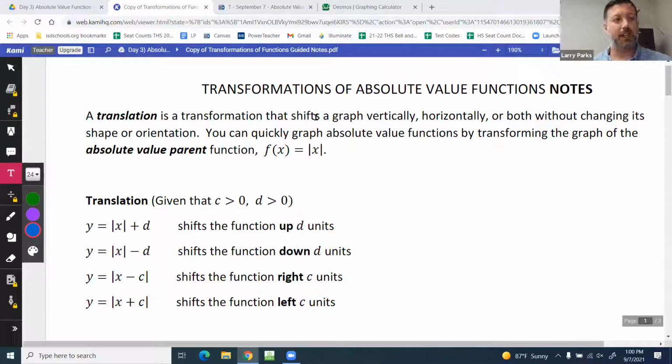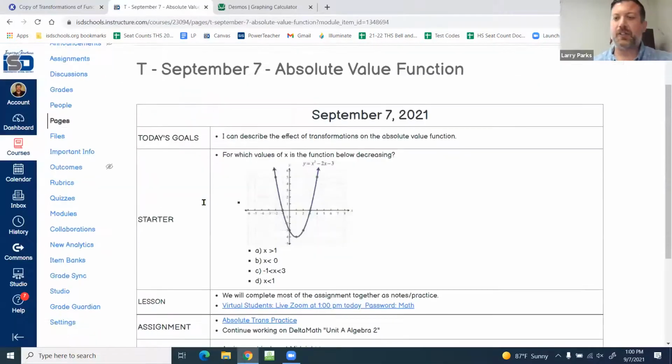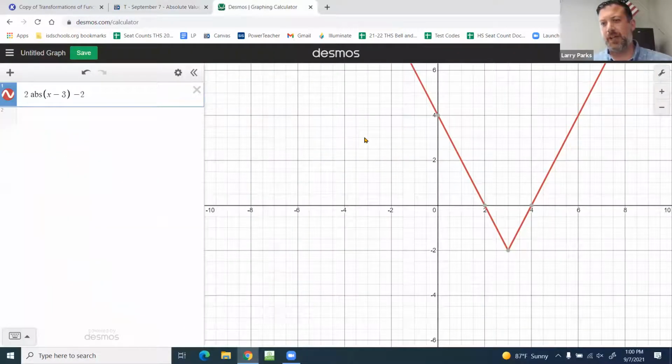So our goal today, to go out to today's canvas, is I can describe the effect of transformations on the absolute value function. And so you're going to get absolute value, and let me show you what that looks like. Here is an example of an absolute value function. They make the v, okay? Notice it is not a parabola, it doesn't make a u, it makes a v.